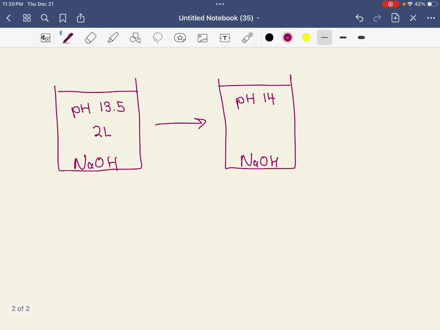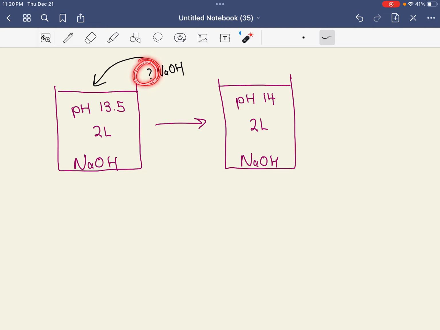Now, I'm going to keep the volume the same. I'm not going to play around with the volume. Again, we're going to make an assumption that whatever you add here doesn't change the volume. So how do I get from 13.5 to 14? Obviously, this is a base. By increasing the pH, I'm adding more solutes. I am adding more NaOH crystal. But the question, of course, is this question mark right here.